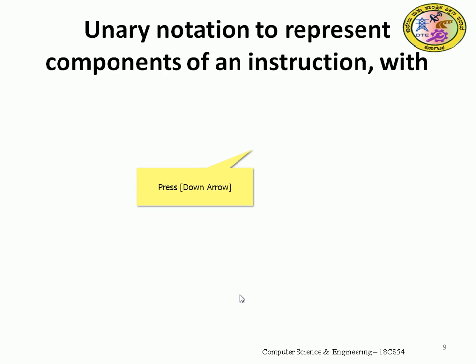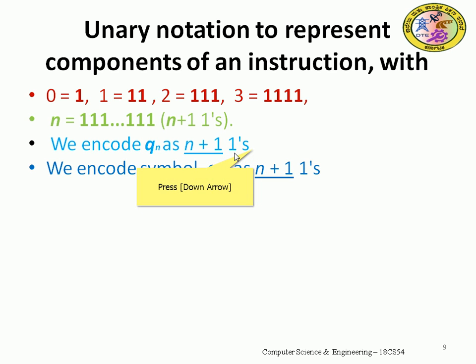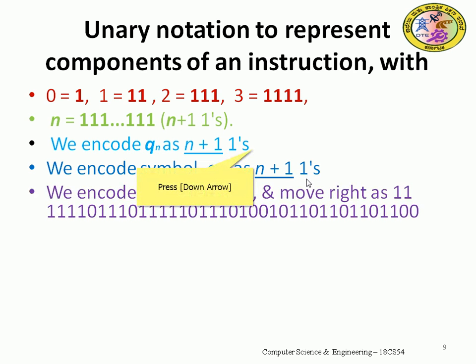Continuing from that, there are notations representing the components of the instruction. 0 is equal to 1, 1 is equal to 11, 2 is equal to 111, 3 is equal to 1111. So these are the instructions. So n is equal to 1 1 1, that is n plus 1 ones. We encode qn as n plus 1 ones. We encode symbol an as n plus 1 ones. We encode move left as 1 and move right as 11.